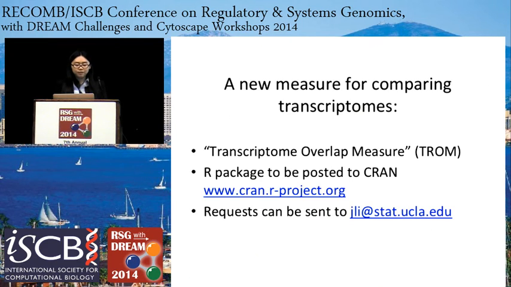Okay, so to summarize, in this study, we proposed a new measure for comparing transcriptomes, and we named this the transcriptome overlap measure, short as TROM. And we will distribute our package very soon, and requests can be sent to me, so if you want to try it right now. So why is this useful?